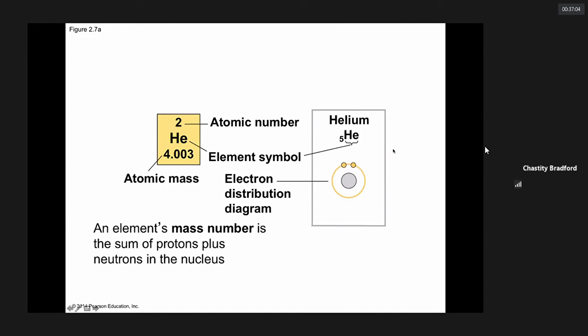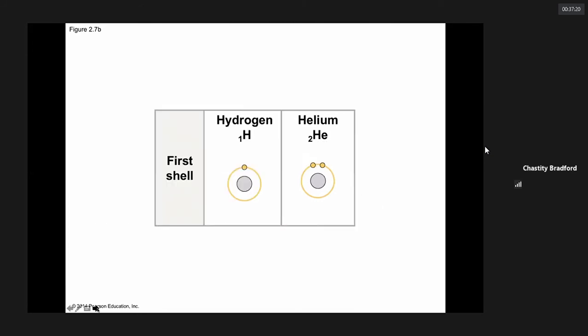This is the element symbol. This is the electron distribution diagram. So these are terms that I need you to know. So I say, which of these is the symbol for helium? Which of these is the atomic number? And what does the atomic number tell you? What does the mass number tell you? Can you find the number of neutrons if I give you the atomic number and some other information?